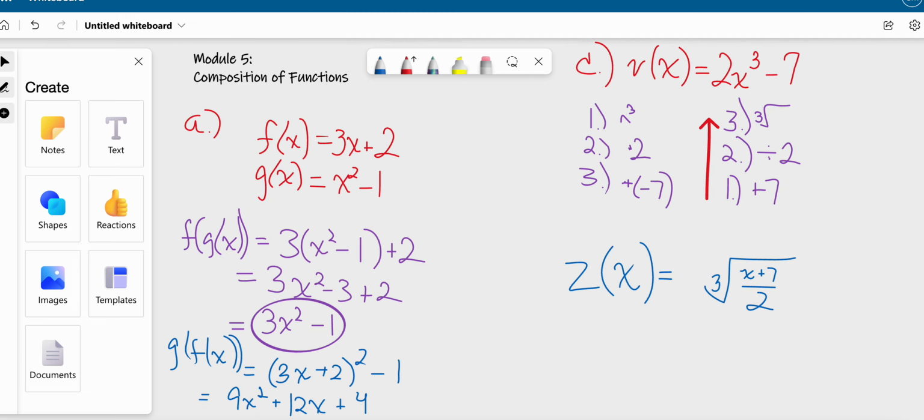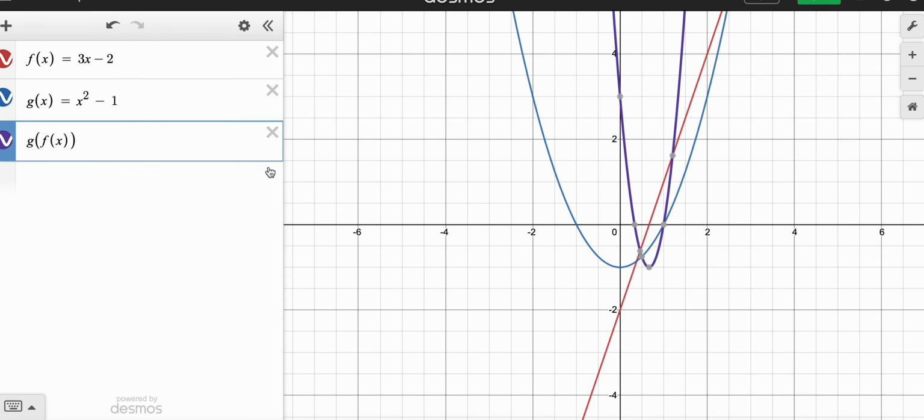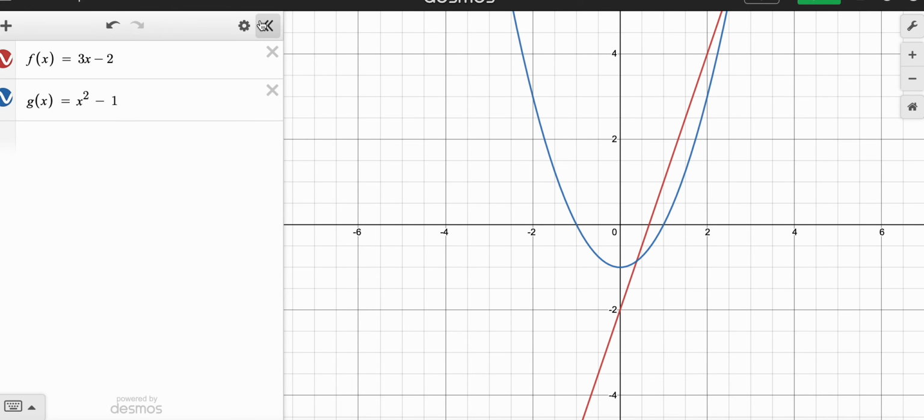So I put, just look at the top. Well, I'm going to take these two out for now. I put f of x, which is 3x minus 2, and g of x, which is x squared minus 1. I graphed them both in the graphing calculator here. So f of x is the red one, which is linear, and g of x is the blue one.